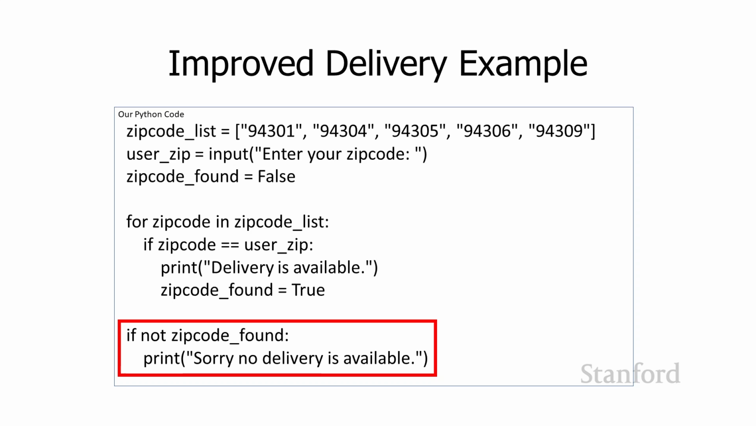So you can see, I'm going to take zip code found, and you can see I'm inverting the result. I talked in the previous lecture about how not takes the result and flips it. In this particular case, we don't really care if the zip code is found. What we really want to know is if the zip code was not found. So putting that not in front of zip code found actually inverts it. If zip code found is true, not zip code found is false, and I don't do anything. If zip code found is false, as it was initially, not zip code found is actually true, because again, the not does the inversion. And so it prints, sorry, no delivery is available.